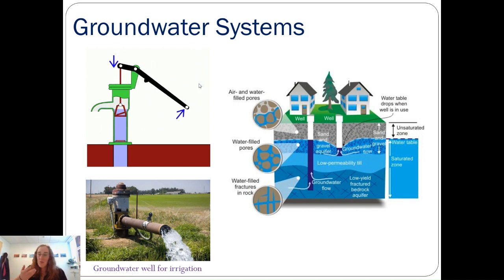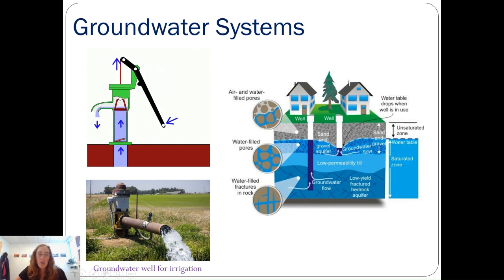Another example of this would be using a straw: you apply suction and pull water out of your drink with the straw. A well works the same way. By adding a little bit of pressure and a little bit of suction, you can draw water out of the ground and fill up a container. So that's old-fashioned wells.